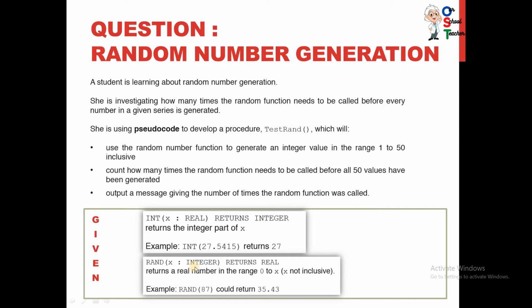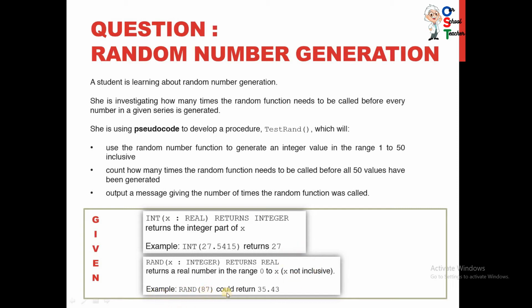What is given in the paper? Two functions have been given. The INT function, which will take some real number and return an integer. What is the example? INT of 27.5415 will return 27, right? So it is truncating the decimal part and giving the integer only. The RAND function takes an integer and returns a real number in the range 0 to x. X is not included here.